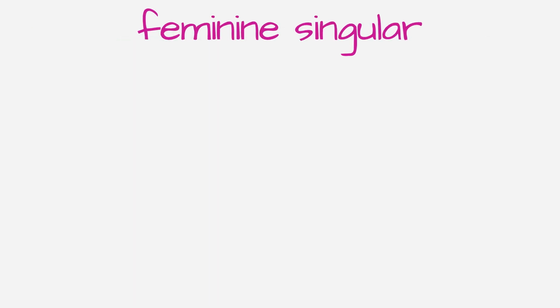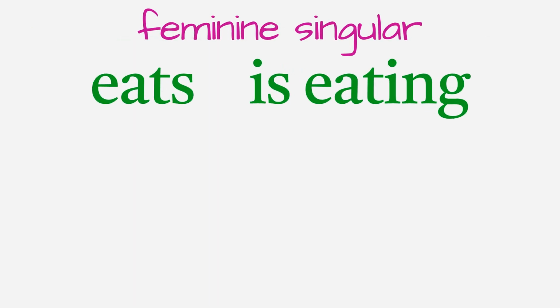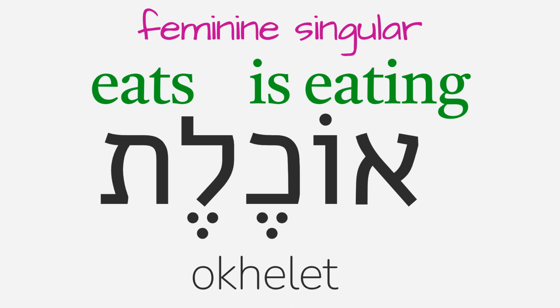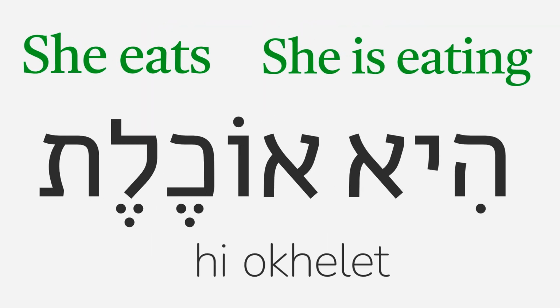The feminine singular form of eats or is eating can be made by taking the masculine singular form ochel, shortening the tsere to a segol, and adding another segol and a letter tav at the end, et. That gives us ochelet, eats in feminine singular form. Hi ochelet, she eats, or she is eating.